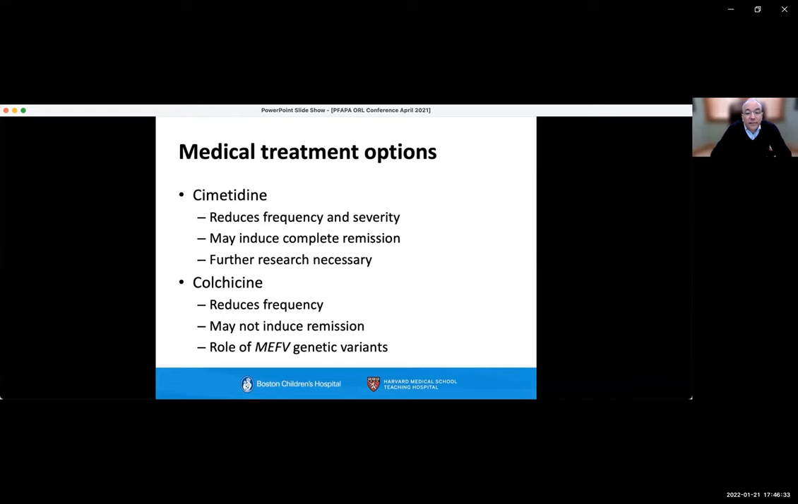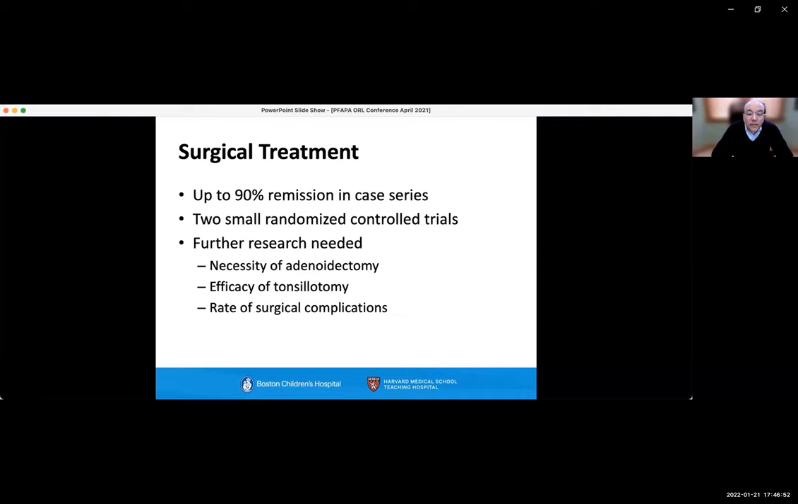Cimetidine has been shown to reduce the frequency and severity and may induce complete remission. Colchicine has also been used and may reduce frequency, but it does not induce remission. And there may be a role for MEFV genetic variants. When we look at surgery, there is up to a 90% remission in case series. There have been two small randomized control studies, and more needs to be done along these lines.